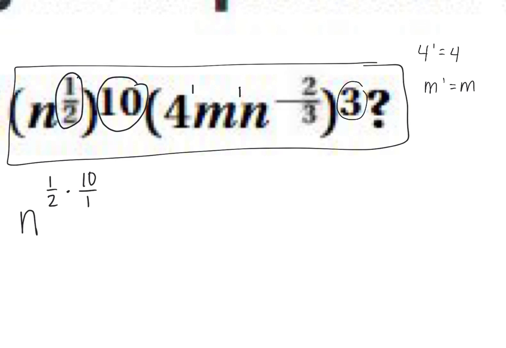We're going to take this 3 and we multiply it by every exponent inside of here. So watch what we're gonna get. We're gonna get 4 to the third, m to the third, n to the negative 2 over 3 times 3. We multiply that exponent that was outside to every exponent on the inside. Not just the 2 over 3, but to every single one.